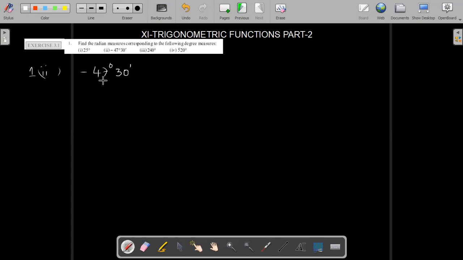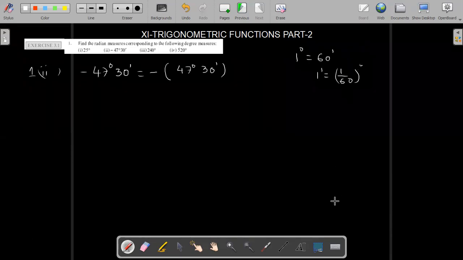The easiest way is first to take the negative sign common. Now you have 47 degree and 30 minutes. So 30 minutes should be converted into degrees. And you know that 1 degree is equal to 60 minutes. But here you are converting minutes into degrees, so 1 minute will be equal to 1 by 60 degree. That means you have to divide by 60.